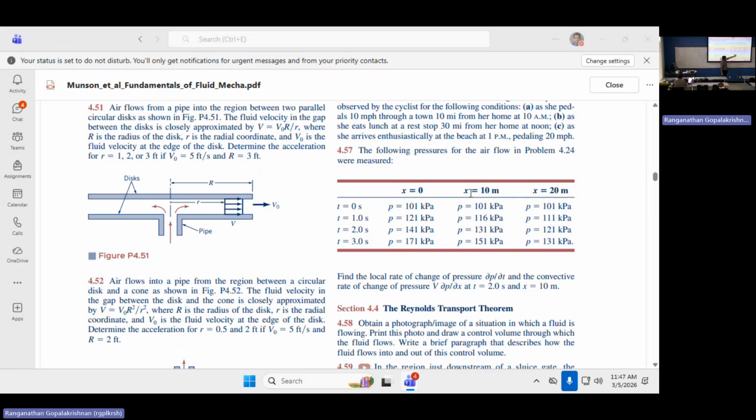Now we want to find the local rate of pressure change and the convective rate of change, that is V times partial P over partial X, at 2 seconds and 10 meters. You have to do this problem using data from both the pressure sensor as well as the velocity sensor. That's how most often measurement will be done. You'll be deploying more than one sensor to get independent pieces of information, and then you combine them in your analysis to calculate something.